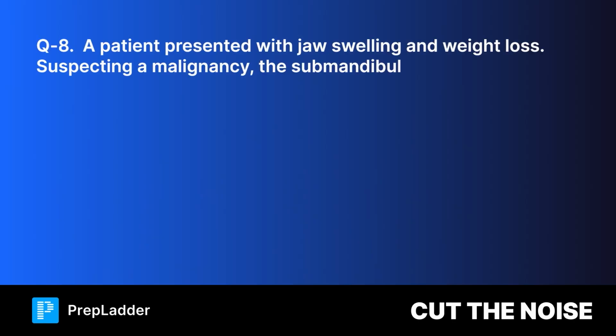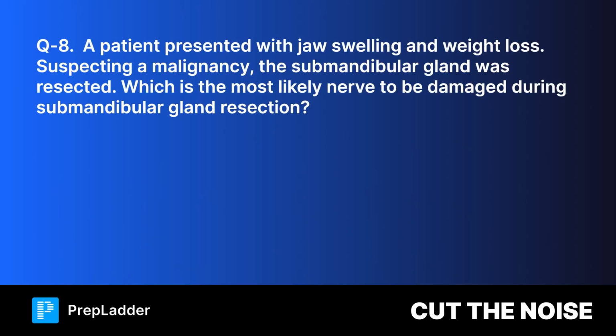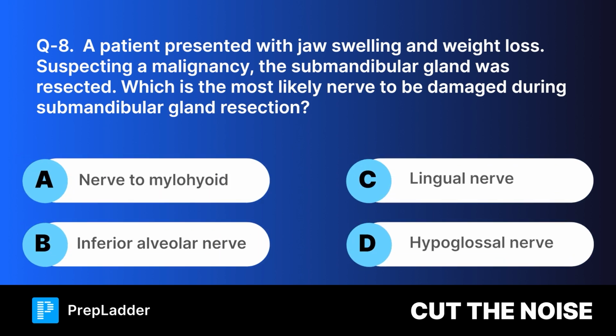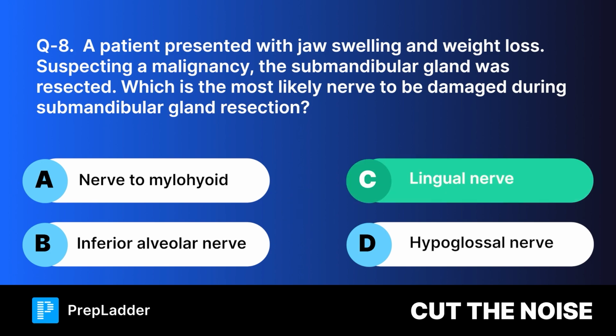Question 8. A patient presented with jaw swelling and weight loss. Suspecting a malignancy, the submandibular gland was resected. Which is the most likely nerve to be damaged during submandibular gland resection? Your options are. And the correct answer is lingual nerve.